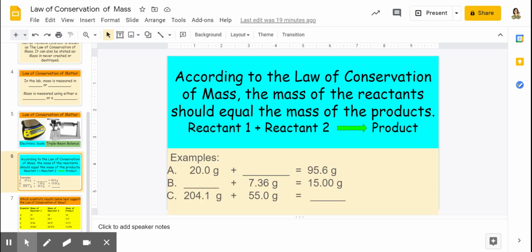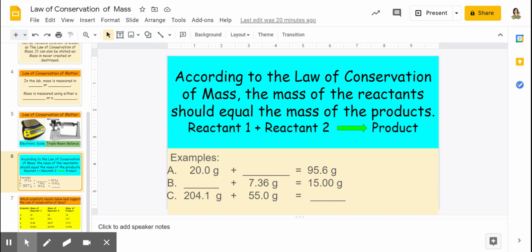So back to this one here. If you have 95.6 grams of the product, you have to use your calculator. What should be the mass of one of the reactants, in this case reactant 2, for you to follow the law of conservation of mass? So you have 95.6 grams, subtract 20.0 grams. Therefore, the mass for reactant 2 should be equal to 75.6 grams.